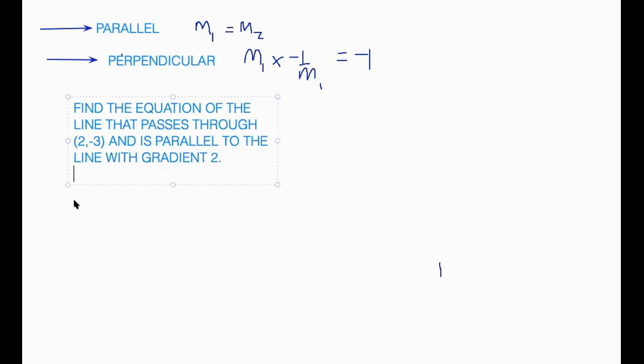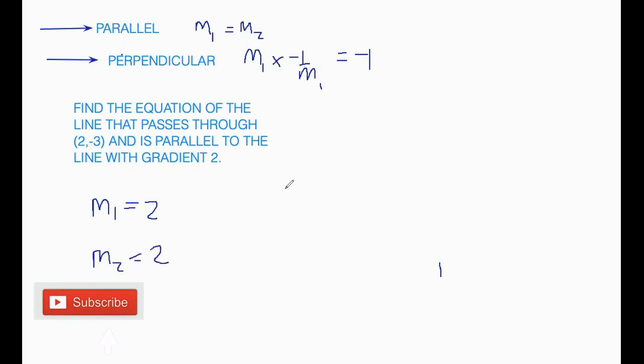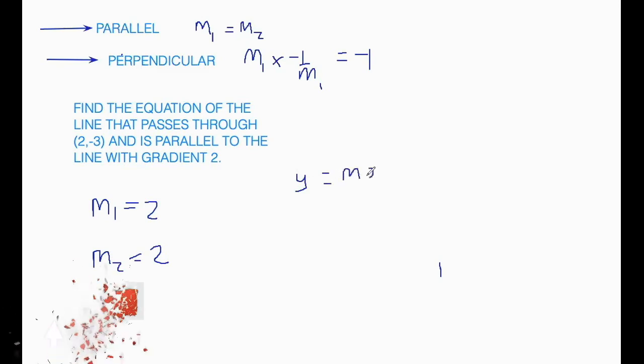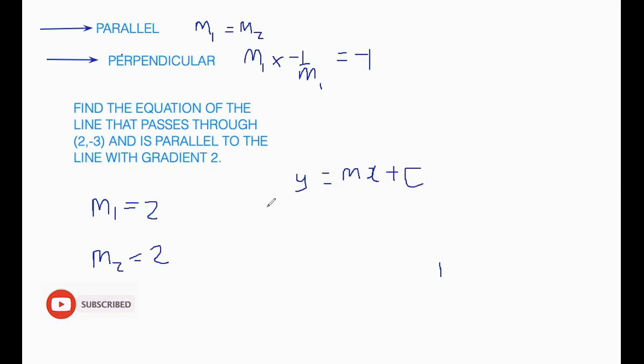Now, in this example, we're asked to find the equation of the line that passes through 2 and negative 3 and is parallel to the gradient 2. We already know the gradient is 2, so since it's parallel, m1 equal m2, I can now equate m2 to be also 2. Using the point that's given, 2 and negative 3, I'm going to find the equation of the line that's parallel. Now, replacing y with negative 3, and the gradient is 2, and x is positive 2 plus c.